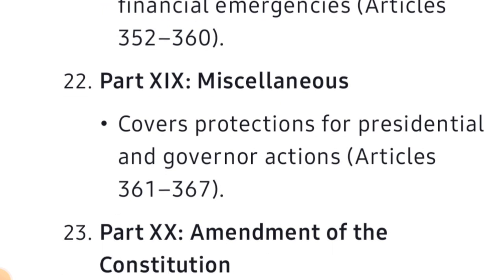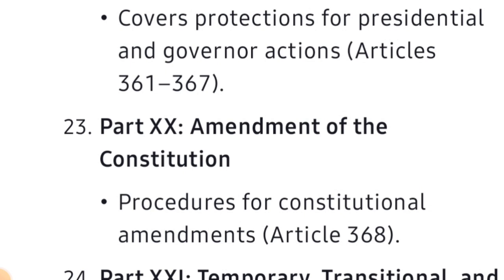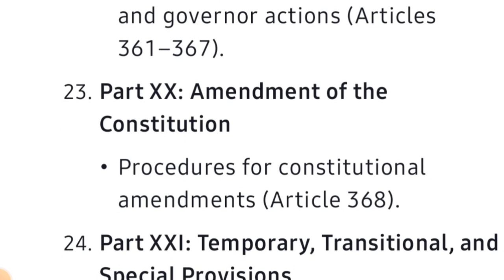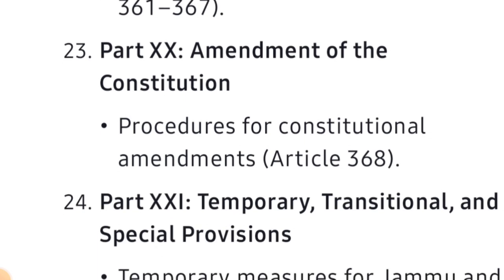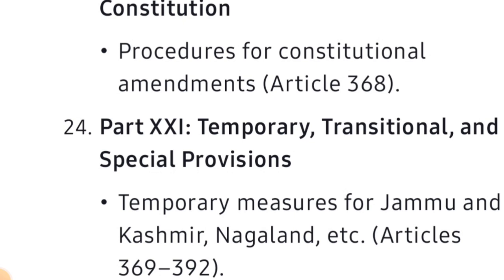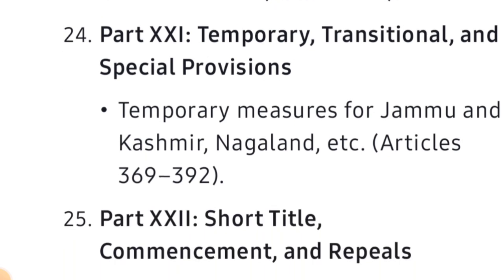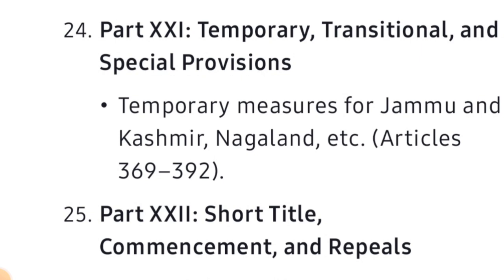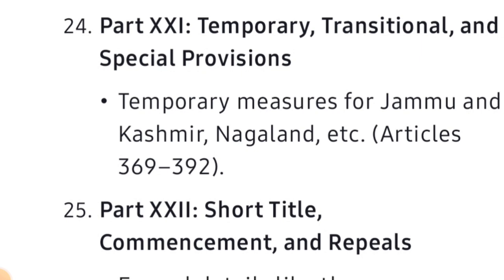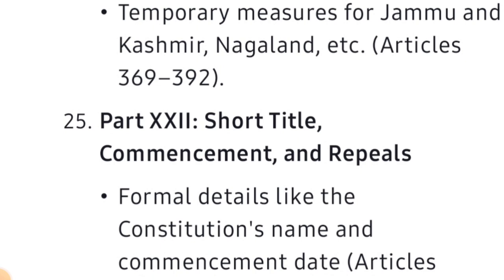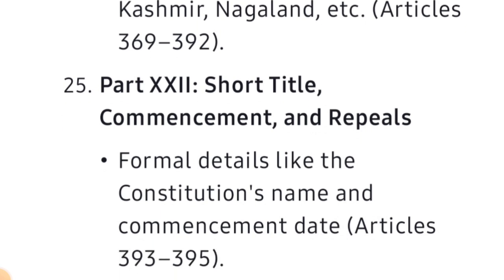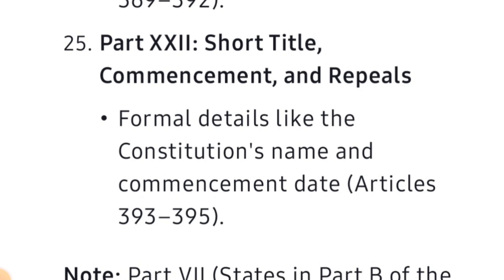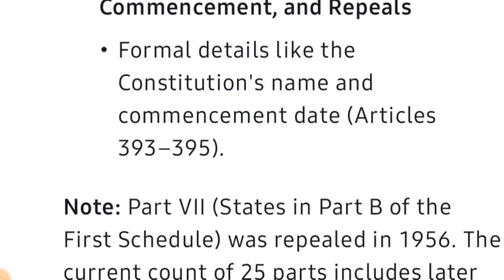Part 19, miscellaneous, covers protection for presidential and governor actions, Articles 361 to 367. Then Part 20, amendment of the Constitution, procedure for constitutional amendments, Article 368. Part 21, temporary, transitional and special provisions, temporary measures for Jammu and Kashmir, Nagaland, etc., Articles 369 to 392. Part 22, short title, commencement and repeals, formal details like the Constitution's name and commencement date, Articles 393 to 395.